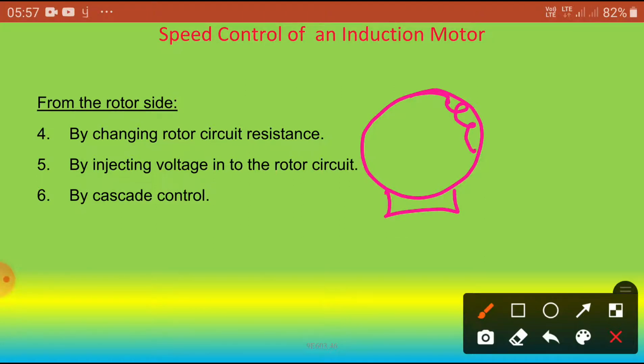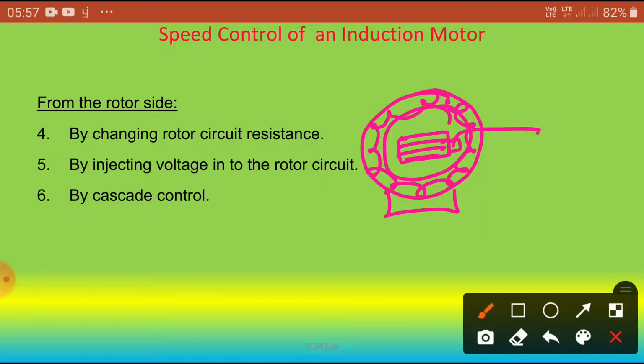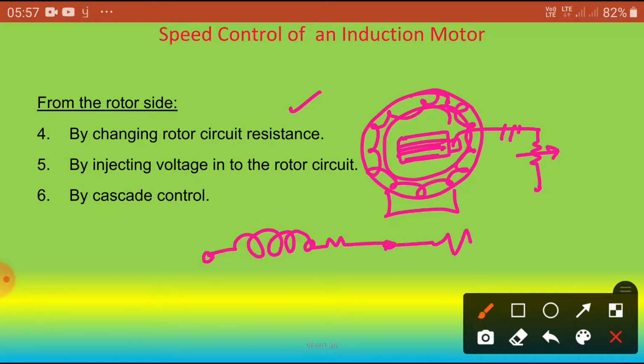So here the stator has the 3-phase winding and the rotor has the rotor winding. The rotor winding has slip rings, and from the slip rings we take connections outside. Here we add some resistance in the external circuit, a 3-phase star connected resistance. By changing the rotor circuit resistance, since the rotor winding already has some resistance, in addition we add some extra resistance outside, so we can change the speed of the motor.